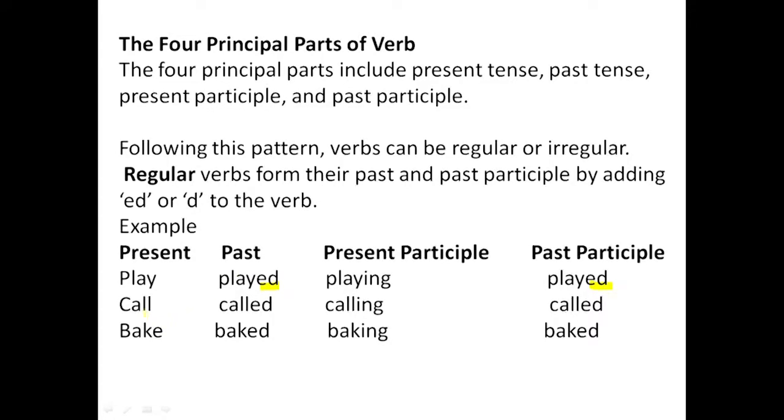Again, we have call. Call, past tense, we have called, ed; present participle calling; and called again, past participle. This aspect defines what these verbs are, and they are regular. Next we have bake. Bake, the past tense, we have baked. D is added to it in the past tense form. Here we have baking, and here we have baked too, the past participle form. You see?